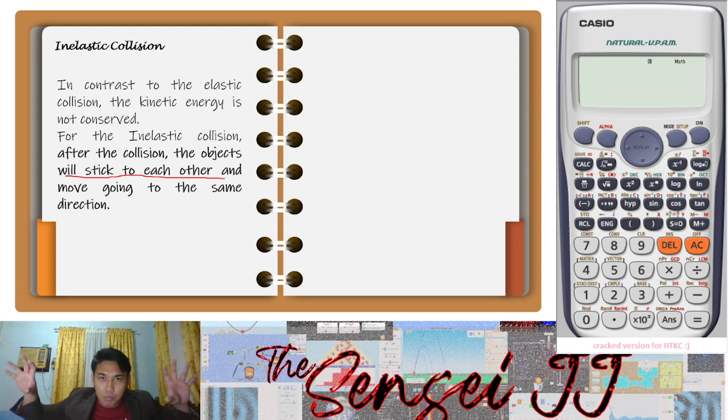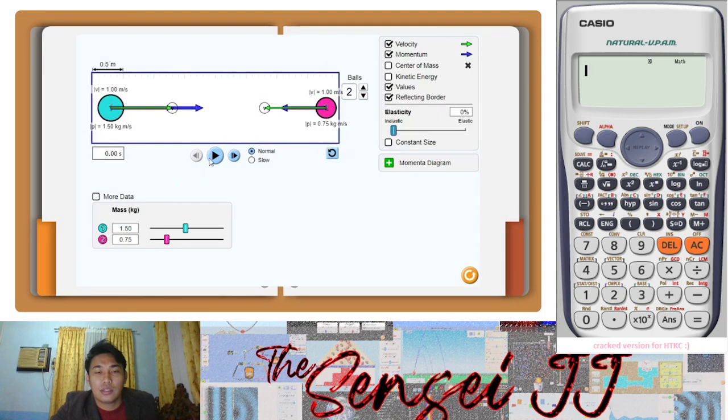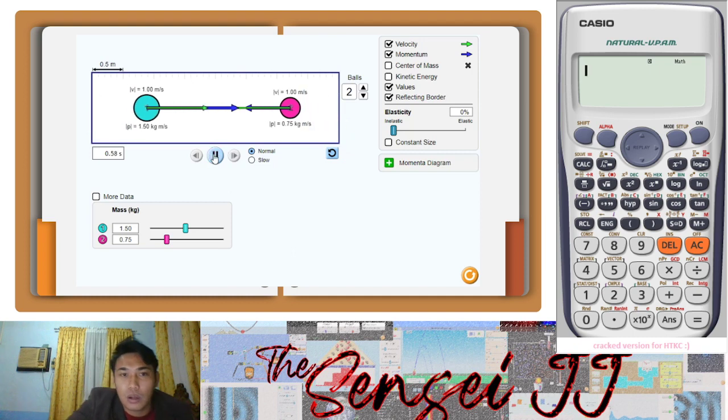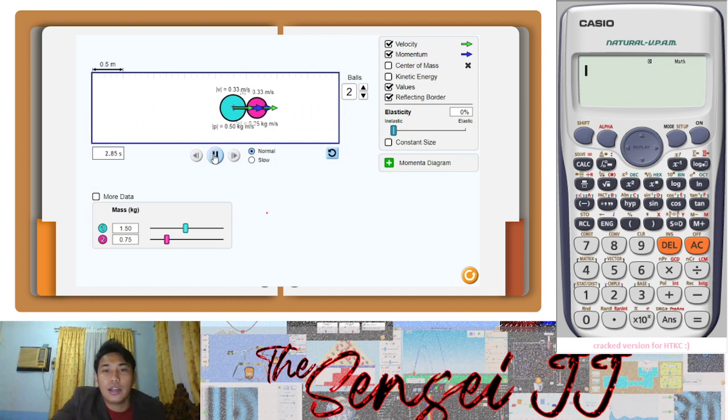So if there are two cars, one moving faster and the other moving slowly, when they collide, the faster one tends to have the greater momentum, and the greater value of momentum will just carry out the lesser value. Okay, so this is an example. This is the usual example of inelastic collision.